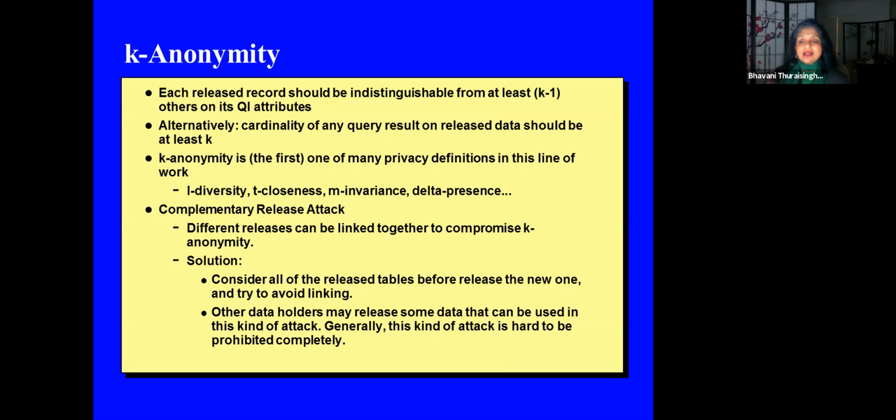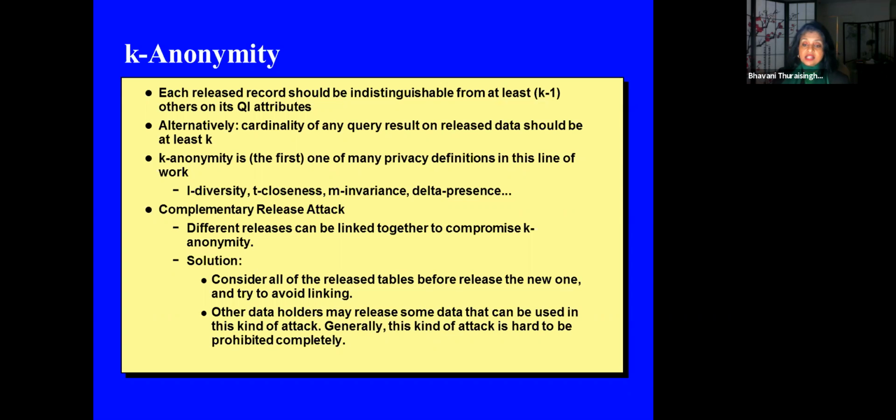Alternatively, you can say cardinality of any query result on released data should be at least k. But we look at more the first definition. K-anonymity, the first one of many privacy definitions in this line of work. L diversity, T closeness, invariance, delta presence, and differential privacy.